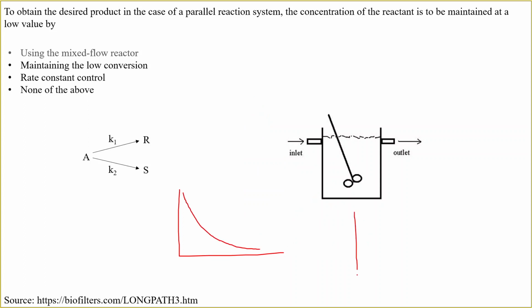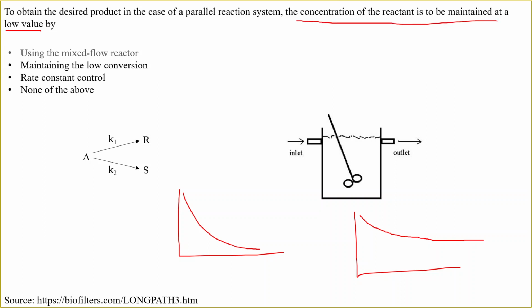Whereas in case of a PFR, it will drop slowly, and throughout the length of the reactor, the concentration dropping will be quite low. Whereas in case of a mixed flow reactor, the reactant concentration is dropping very quickly. So to obtain the desired product in case of a parallel reaction system, the concentration of reactant is to be maintained at a low value.